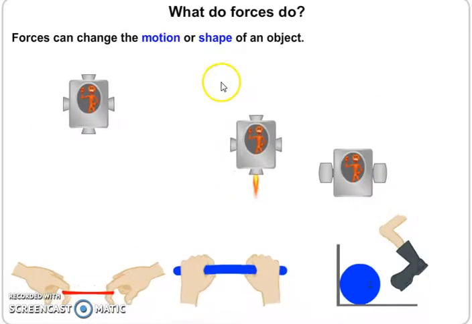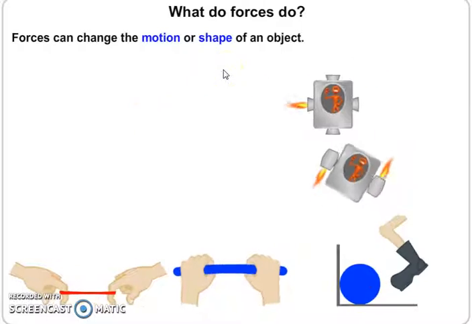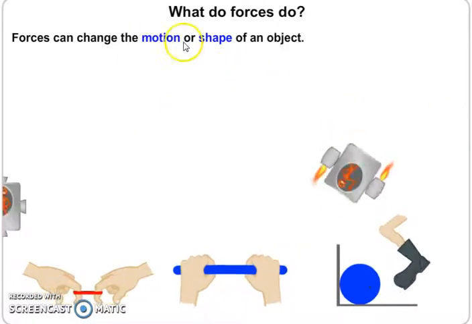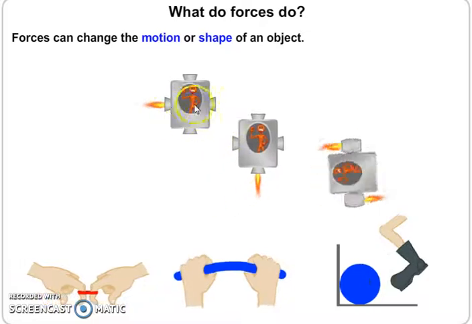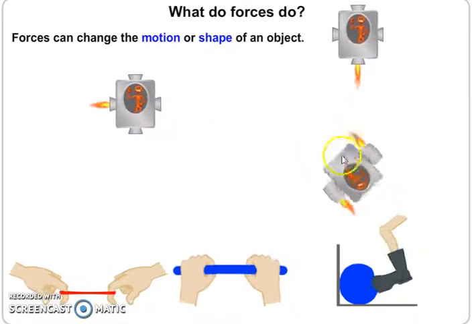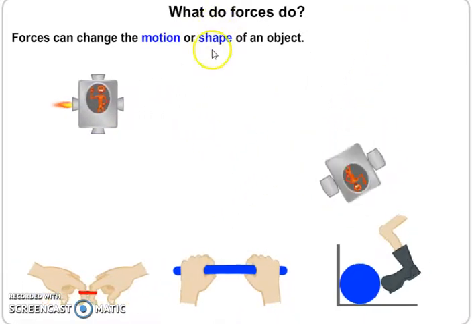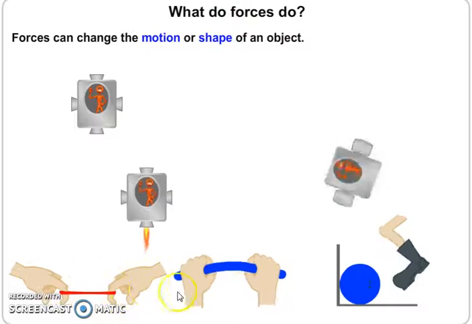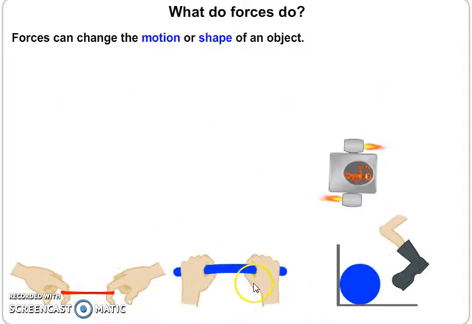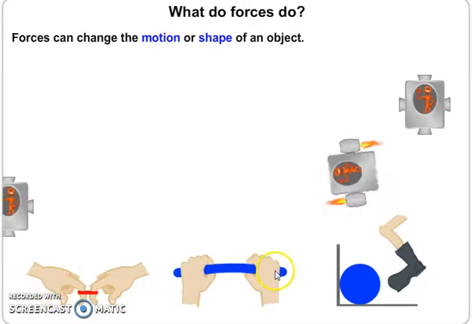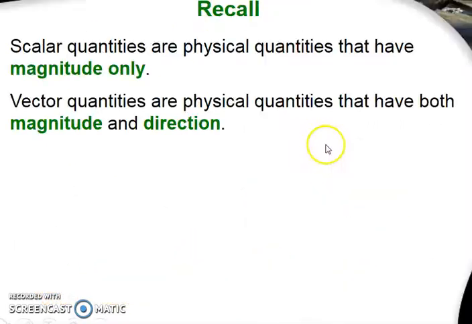So in a nutshell, what do forces do? What is the effect of forces on an object? It either changes the motion, the top three here: one of them is changing the speed, this one is the direction, over here rotation. Or you can also change the shape of an object. You can see the shape here being stretched, compressed, and bent.